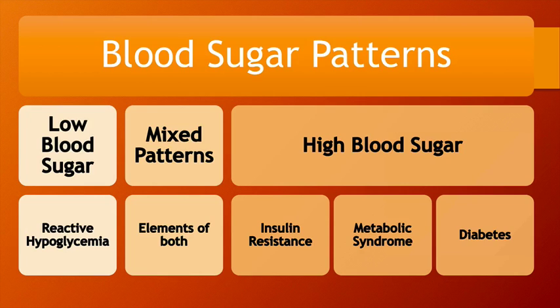Well, here's the big picture. If we look at the spectrum of blood sugar patterns, all the way on the left-hand side, which would represent the low end of blood sugar, we have low blood sugar states, what we call reactive hypoglycemia. And I'll describe it quickly. We'll come back to it in just a little bit.